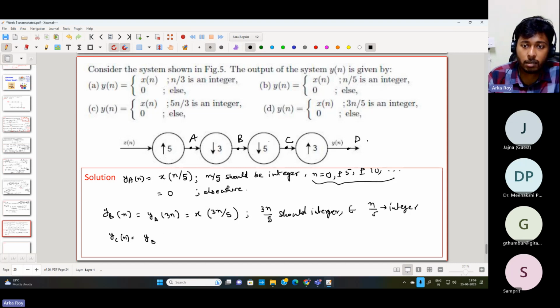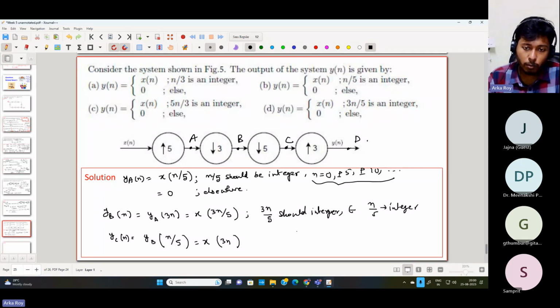So YC of n is basically another downsampling operation. If I do another downsampling operation, it will be YB of n divided by 5, so it will be x of 3n. Now x of 3n we have already seen: at this location we are taking the samples from 5, 10. Already these are integer locations only, and if we multiply any integer value, I will get another integer.